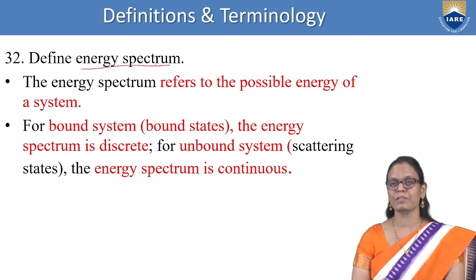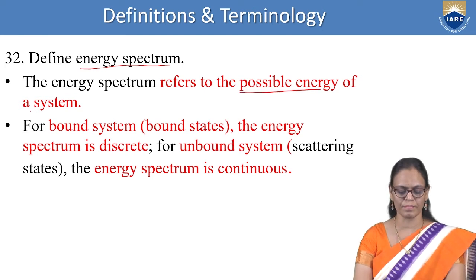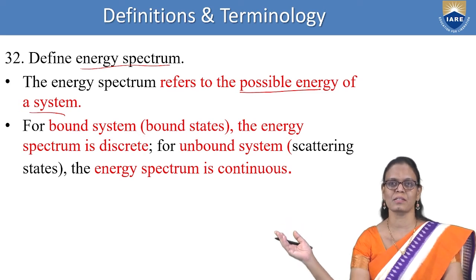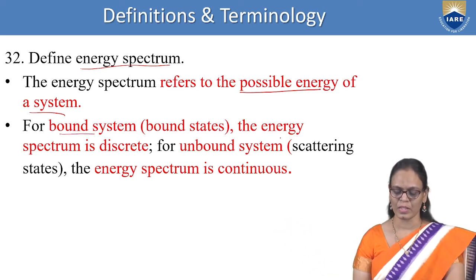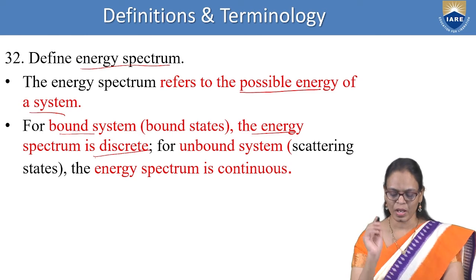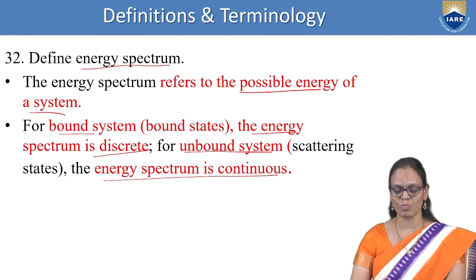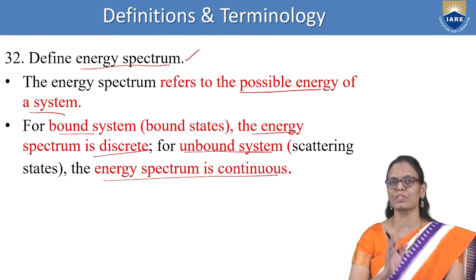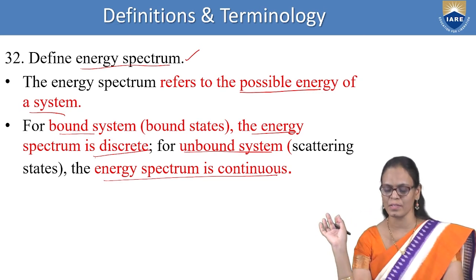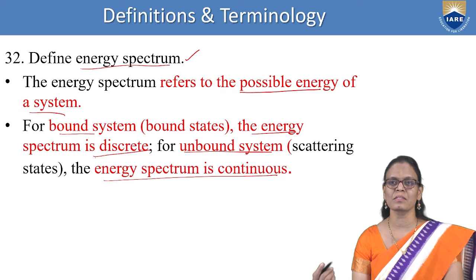Next, define energy spectrum. Energy spectrum refers to the possible energies of the system. Spectrum means what are the possible energies that can be there in the system. For a bound system, the energy spectrum is discrete. Discrete means not continuous. And for an unbound system, the energy spectrum is continuous. If the system has bound states, then the energy is discrete. But in an unbound system where it is free, like the scattering states, the energy spectrum is continuous.